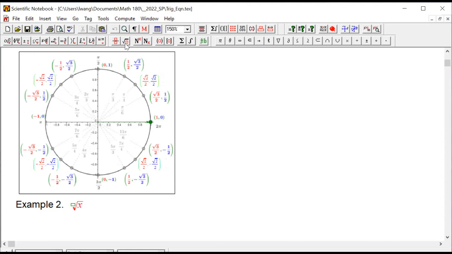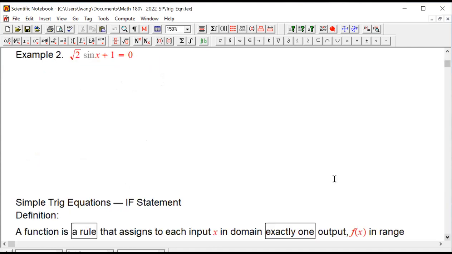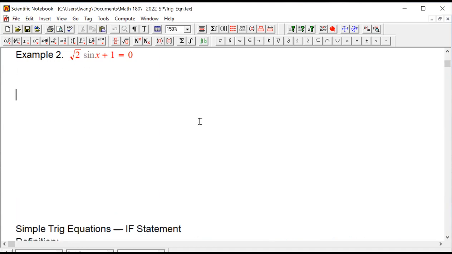It's root 2 times sine x plus 1 equals 0. We can use the function method, all right? But most of the time, we'll just use the algebraic method to simplify it. So what do we have? We're going to subtract 1 on both sides. So root 2 times sine x equals -1.